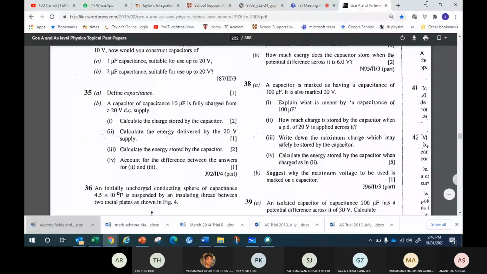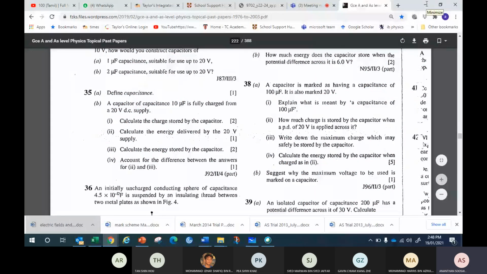That's the answer. So the technical term: when the voltage exceeds the maximum value, electrical breakdown happens between the plates. So the capacitor will blow, or malfunction. Okay, so this is one question.